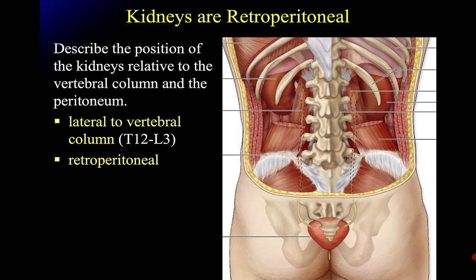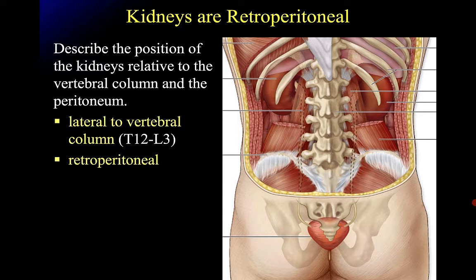So the kidneys are paired, so they are lateral to the vertebral column, roughly in the area from T12 to about L3. And we can see here that there's a little bit of overlap of the floating ribs protecting portions of the kidney, and there's a little area below that which is largely unprotected by bone, but protected by some muscles that go through that area, such as the quadratus lumborum.